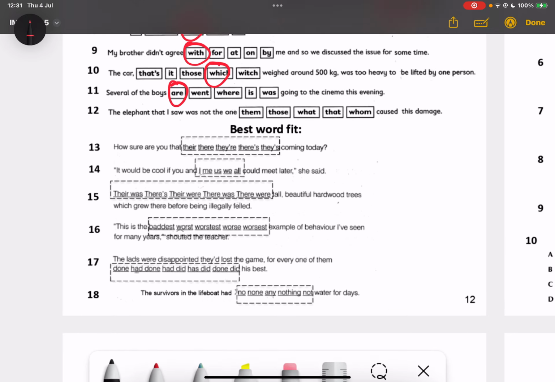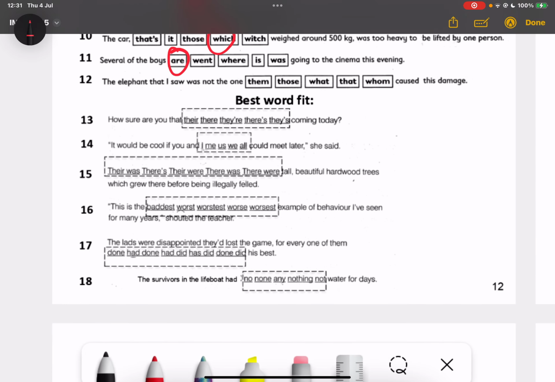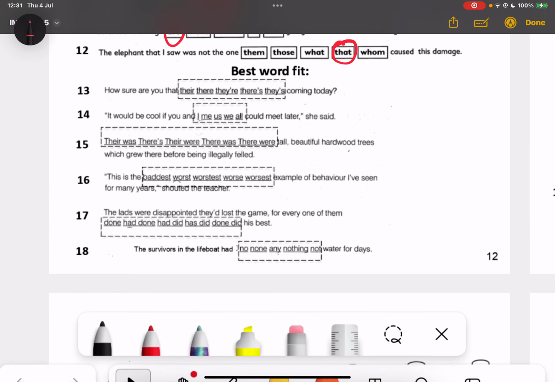11. Several of the boys are going to the cinema this evening. 12. The elephant that I saw was not the one something caused this damage. That caused this damage. And then best word fit. So how sure are you that something coming today? Well, this will be the they are coming today. So there. This is the abbreviated form. So they apostrophe RE. How sure are you that they are coming today?